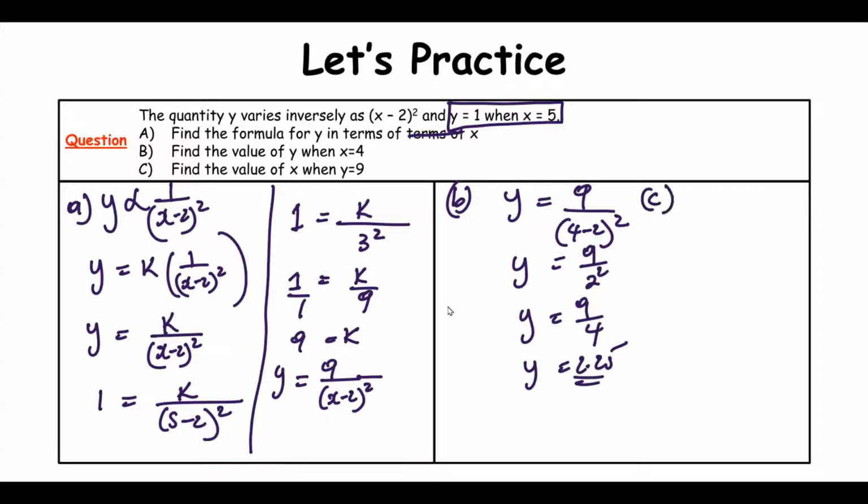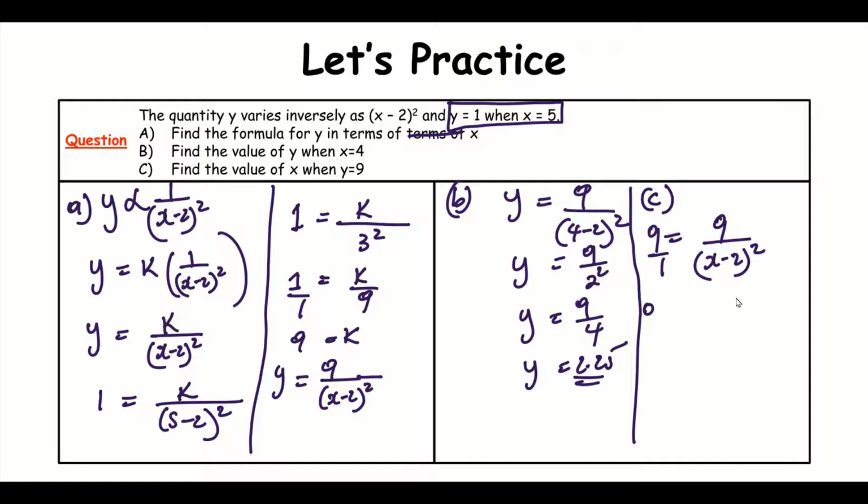Now part C is asking us to find the value of x when y is equal to 9. So using our same formula, I'm just rewriting it. Anywhere I see y, I'm now going to put 9. So I have 9 is equal to 9 over x minus 2 all square. We could expand x minus 2 all square, but we don't have to, because the expansion might end up into something very long and cumbersome. So just easily continue cross multiplication.